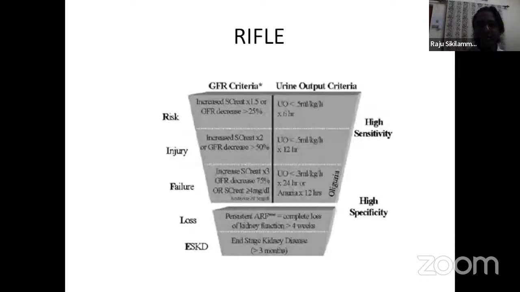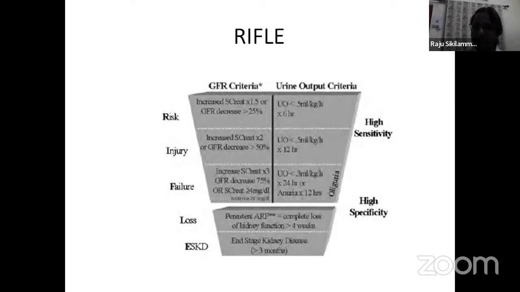Then we are going to discuss the RIFLE criteria. The RIFLE criteria were proposed by the Acute Dialysis Quality Initiative in 2004. It is an acronym: RIFLE, that is Risk, Injury, Failure, Loss and End-stage kidney disease. The definition includes the GFR criteria, serum creatinine and urine output. In Risk, serum creatinine rises 1.5 times from baseline or GFR falls by more than 25%, and urine output is less than 0.5 ml per kg per hour for 6 hours.